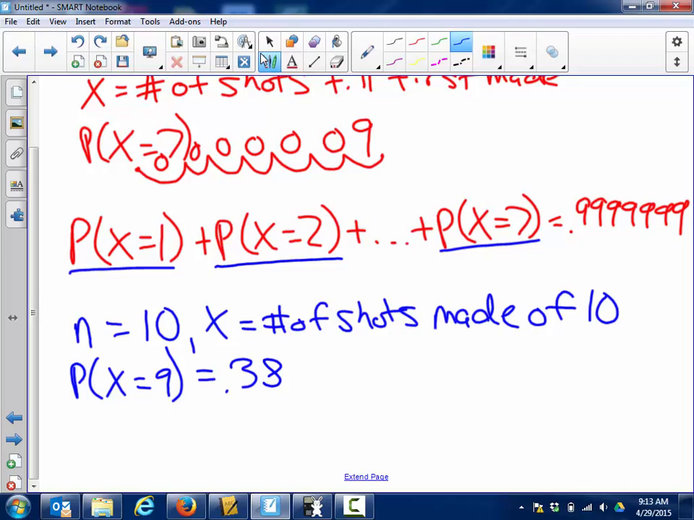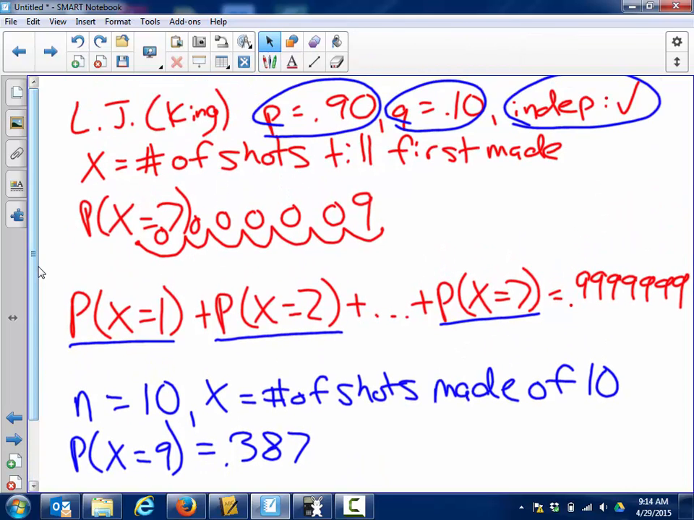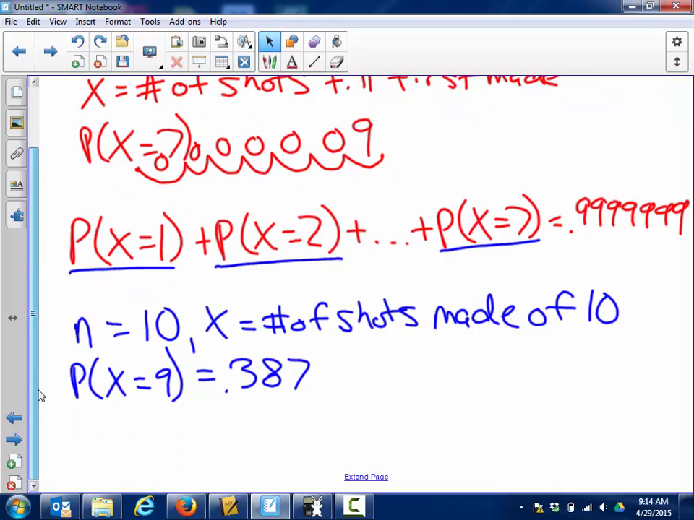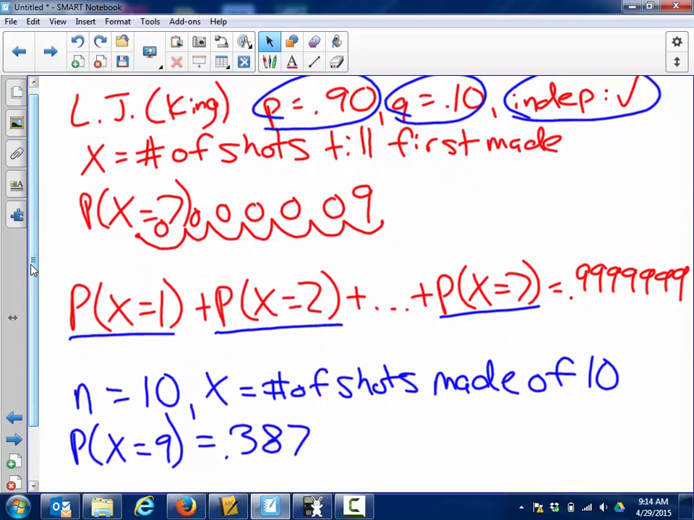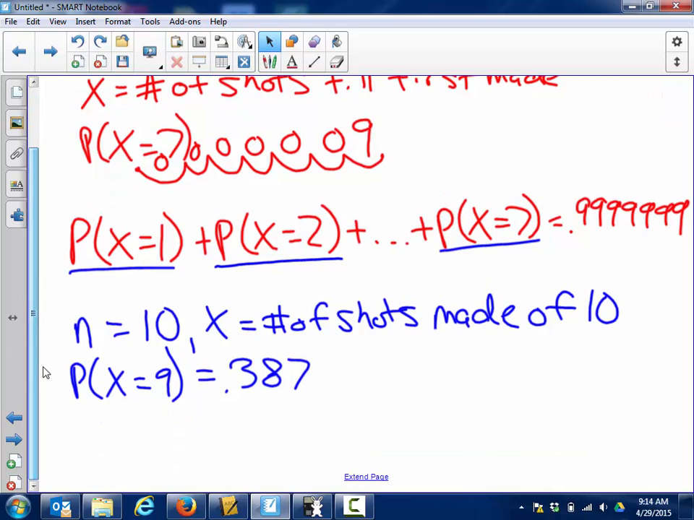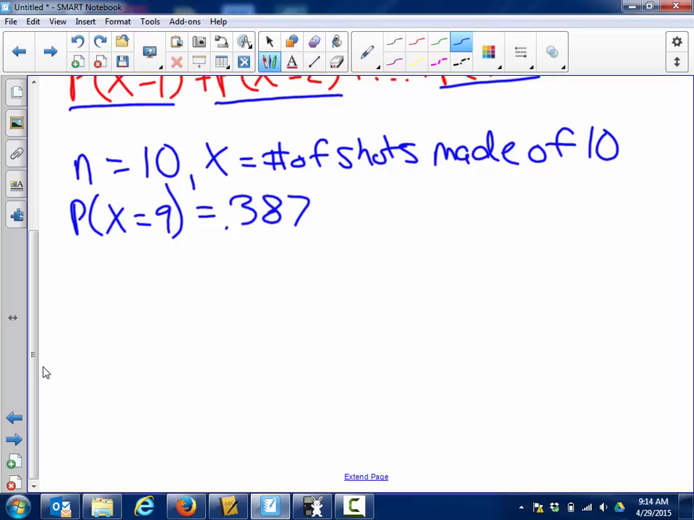So the probability that he makes exactly 9 of his 10 shots is almost 40%, which kind of makes sense. Some of you may say that seems low. If he's a 90% free throw shooter, that seems like exactly the number he should make. Well, it turns out that 9 out of 10 is the most likely number of shots that he will make. These are independent trials. He could make 8 out of 10, he could do better than his average and get 10 out of 10. There are a lot of different ways he can make or miss these 10 shots.